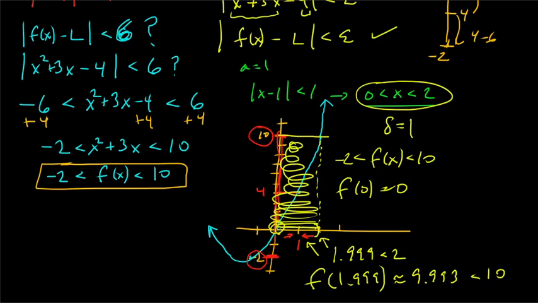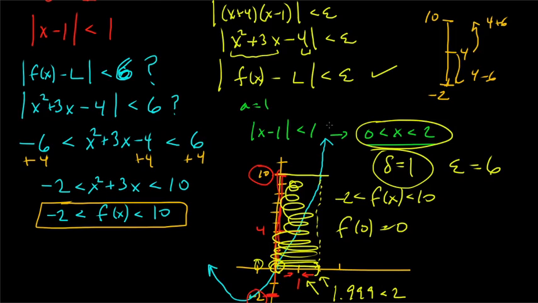In fact, I could go all the way down to negative 2, but as long as I'm between negative 2 and 2, and in fact, I'll be between 0 and 10, then this delta was good enough. So delta equals 1 is enough for epsilon equals 6.